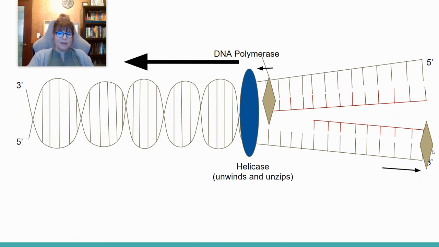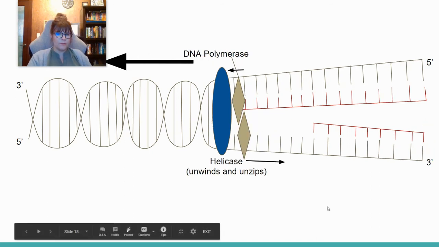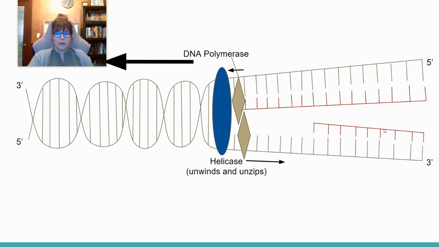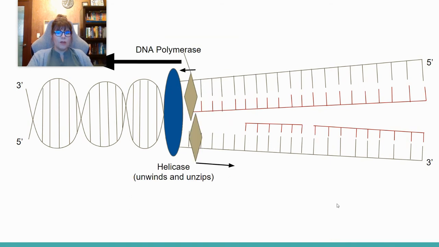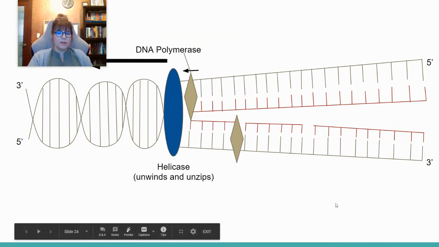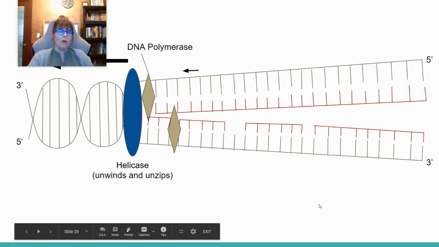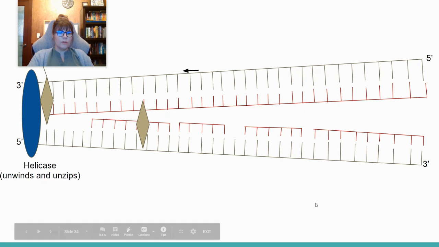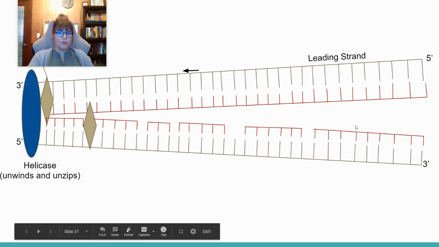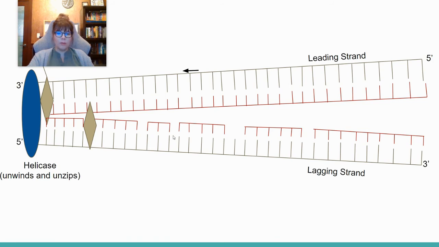Once it gets to the end, this little guy is going to jump all the way over here and read it again. So here it is again. It's jumped, and now it's going to read it in that direction. This process is going to continue down all the way through the DNA. So the top strand is being read with no issues, and that is called the leading strand. The bottom strand, however, has these little breaks and holes, which is called the lagging strand.